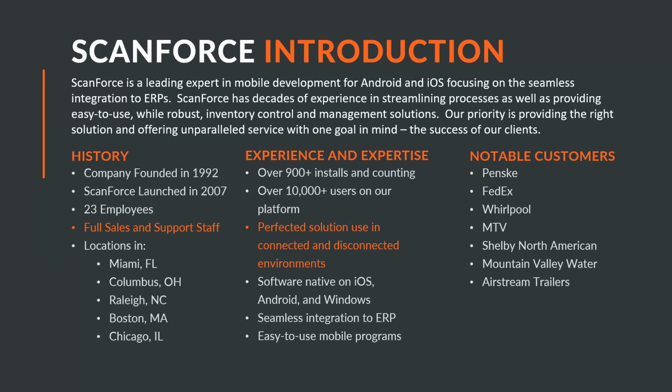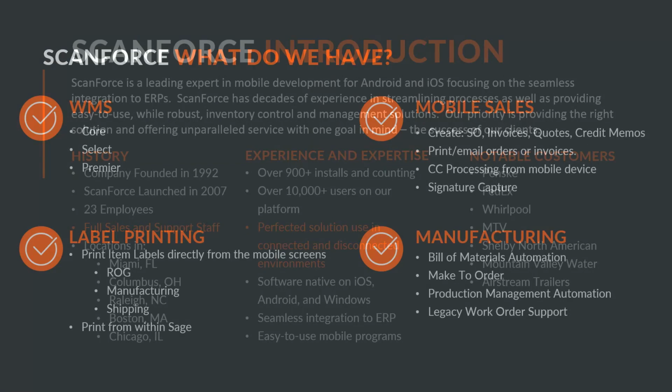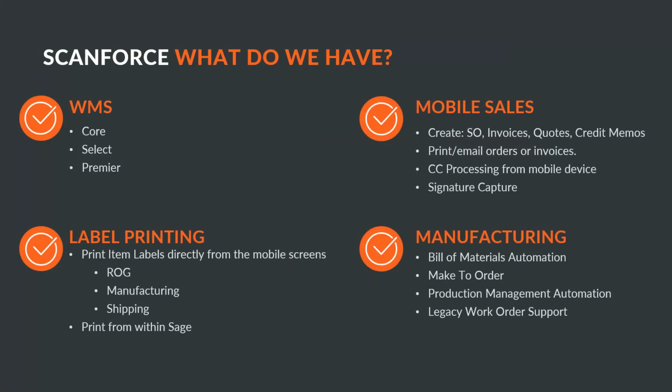Now, what we have, first of all, is WMS, which stands for Warehouse Management System, a big fancy word for barcoding solution. We have three versions: Core, Select, and Premier. The Premier version is the one that we would be talking about today because that's the version that has multi-bin built into it. It's not a separate thing, it is part of the Premier Warehouse Management System offering.